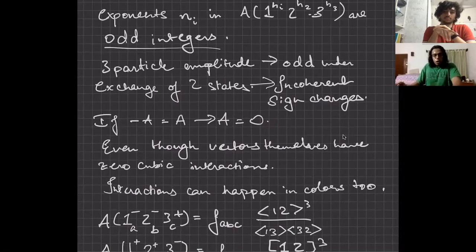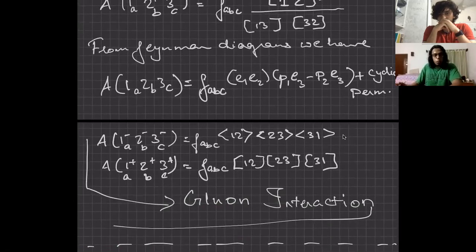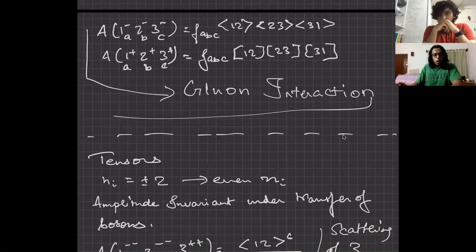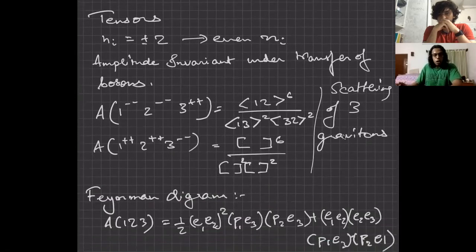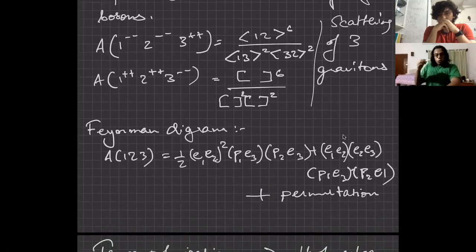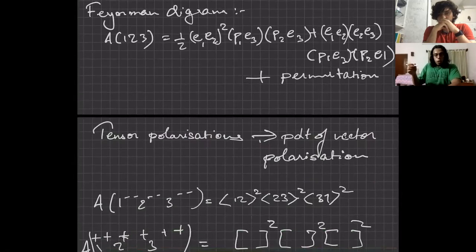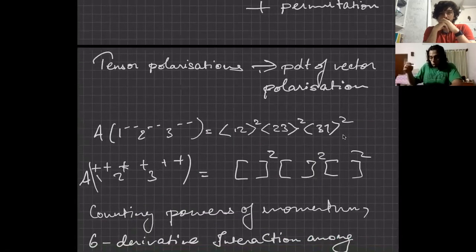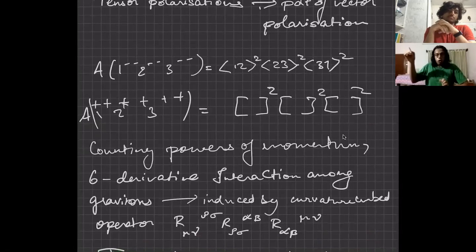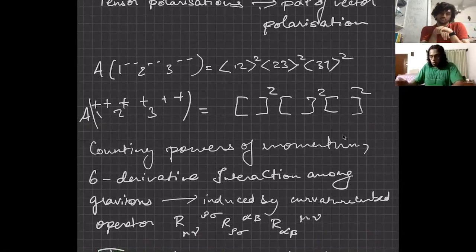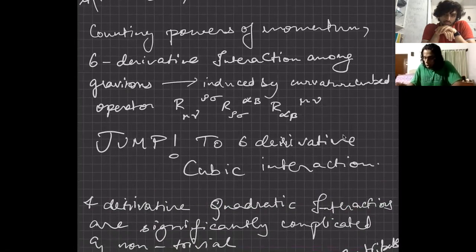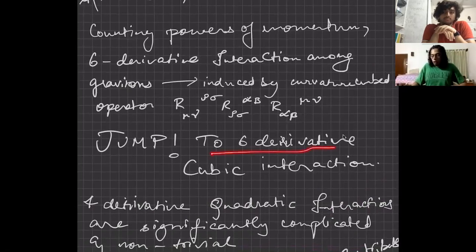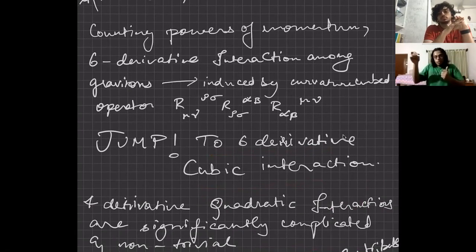But for tensors, it turns out you skip the cubic and the quartic, and you just have a 6 derivative cubic interaction. You don't have a 4 derivative quadratic interaction anymore. You just have a 6 derivative interaction.